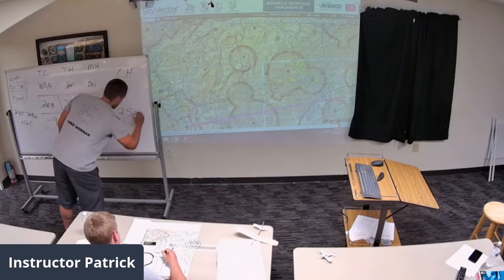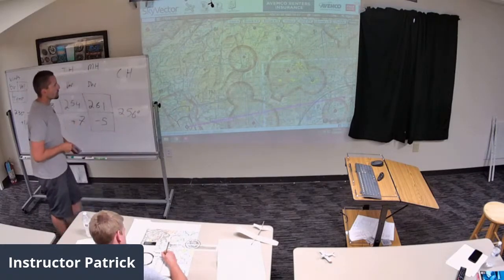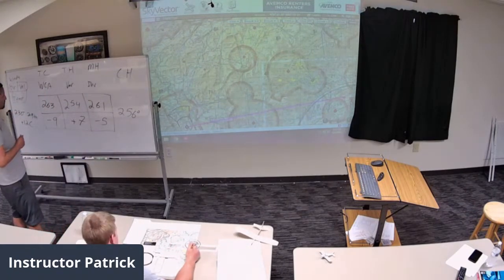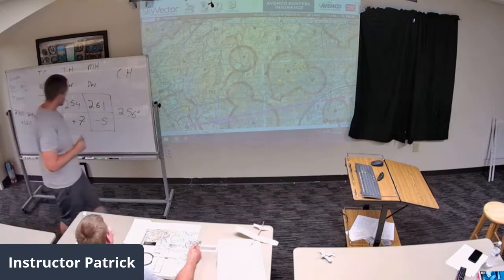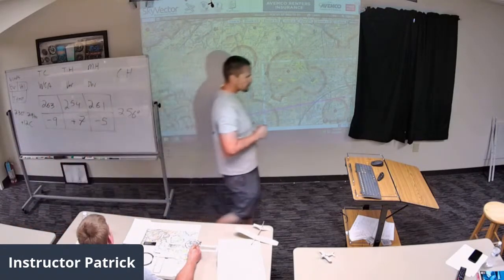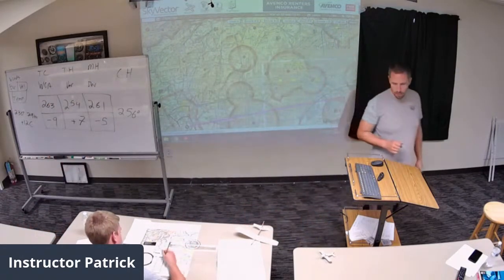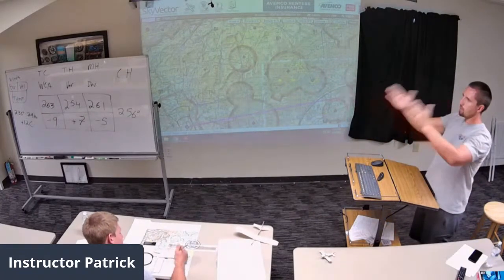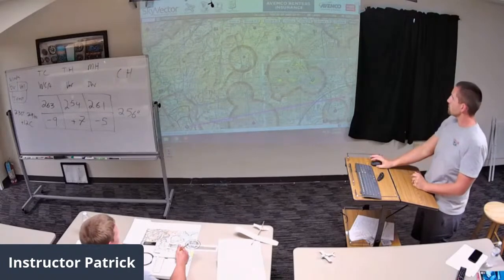Okay. There you go. Now, is all this making sense? So our course heading is 256. Now this is just in general. This is just for one leg, one direction. This is all that we're doing.